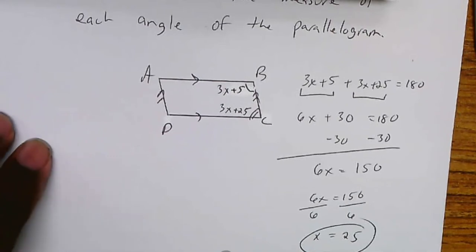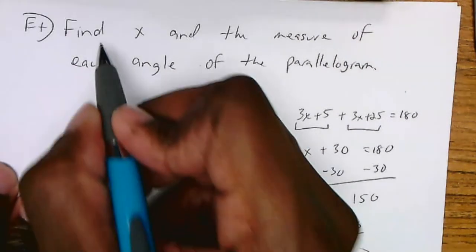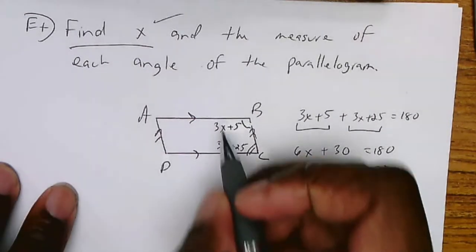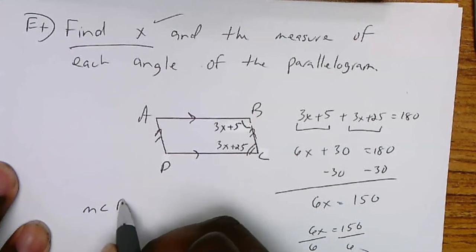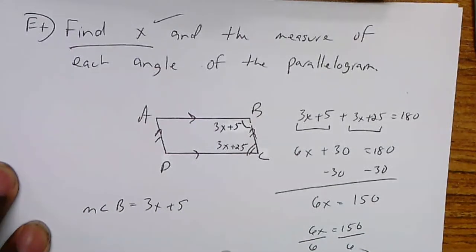So no, x has to be 25. Now it says find all the angles and x. So I found x. Now I've got to find all the angles. I know x is 25. I know angle B, the measure of angle B, is currently 3x plus 5. So since I know x is 25, I can rewrite it as 3 times 25 plus 5. So that's 80. 75 plus 5 is 80.